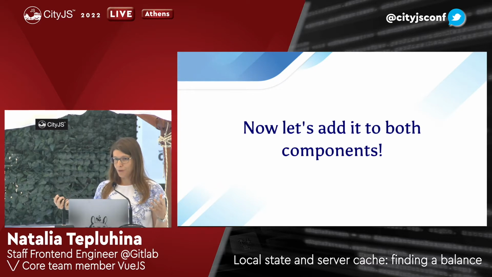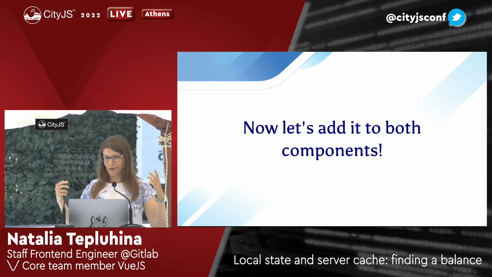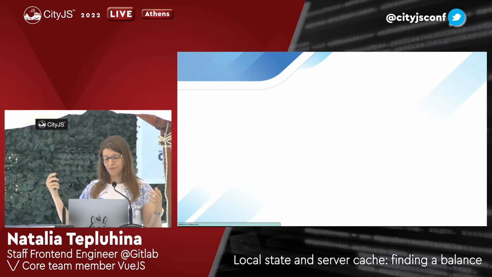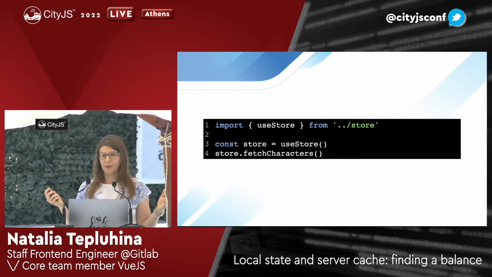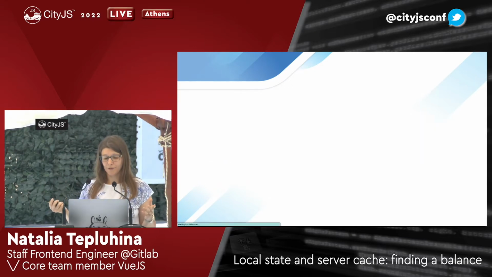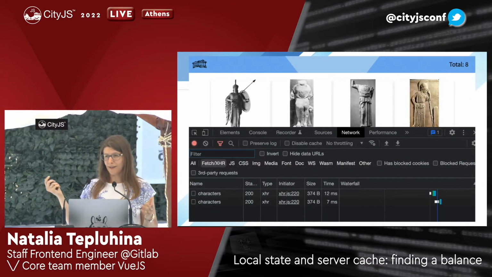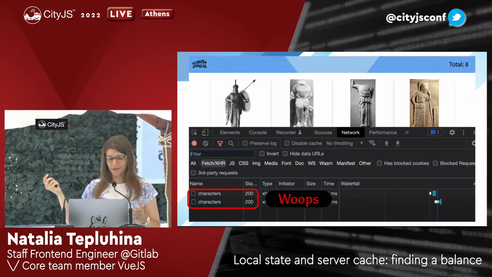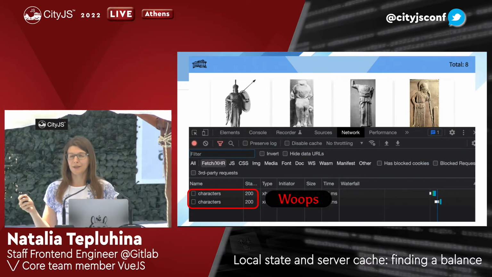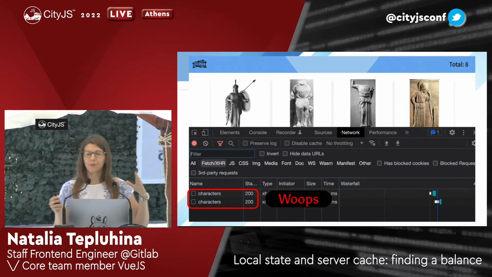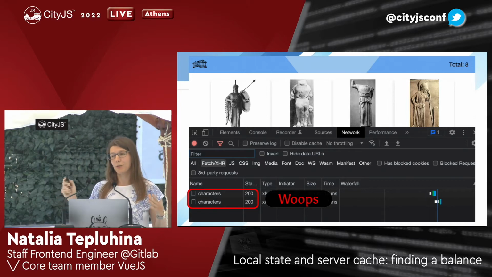Now, obviously, we need data in both components. So we're going to fetch data in both components. Very simple. We're using the store, we call fetchCharacters. And the data is there, and everything is cool, but yes, we have two calls. The components are independent, they can be used completely independently from each other. So we need this call. We just cannot move it somewhere else.